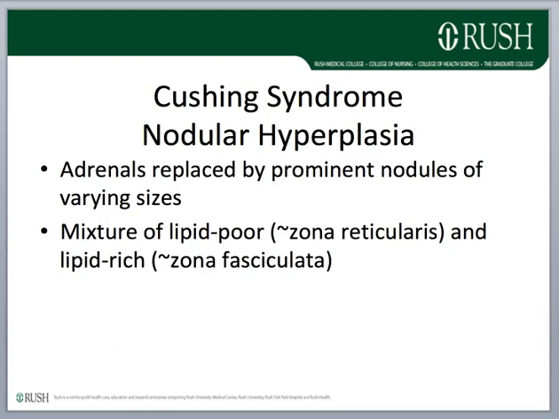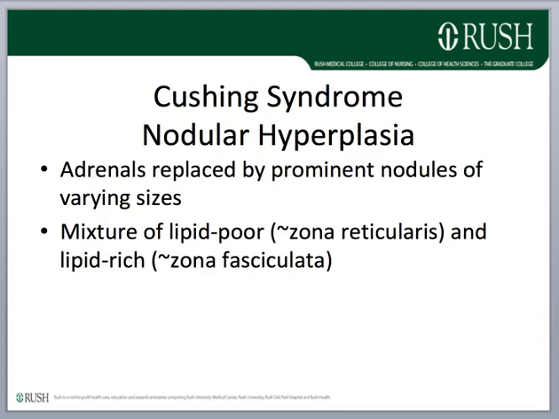You can have hyperplasia, which may be diffuse or have a macronodular appearance, so we'll look at that. So the adrenal glands in hyperplasia are replaced by prominent nodules of varying sizes. And what distinguishes diffuse from macronodular is the presence of relatively normal adrenal cortex in diffuse hyperplasia, whereas in macronodular hyperplasia, the entire gland is replaced by nodules. That's the only difference. Otherwise, microscopically, they appear exactly the same.